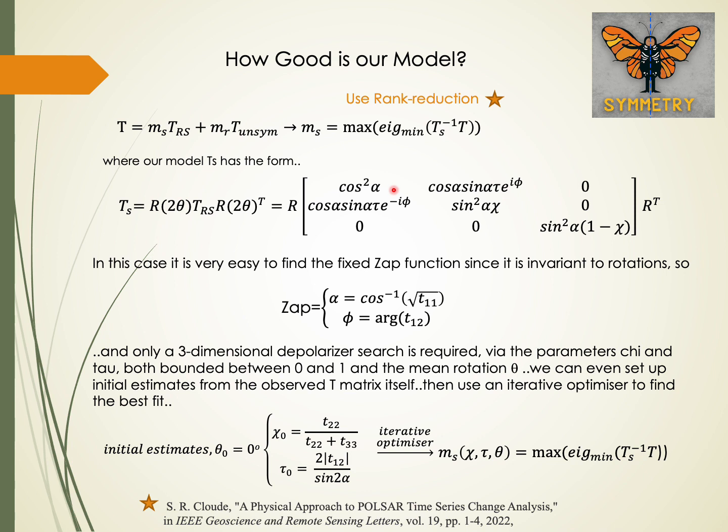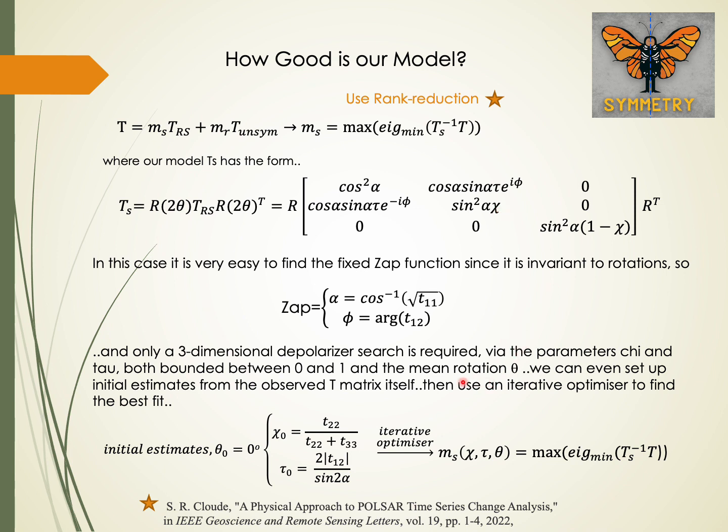Now, to help us with this multidimensional search, we can actually make some assumptions. We can find the fixed ZAP function because it is invariant to rotation, so there will be no rotation effect on alpha, which we can just get from the cosine of the square root of the first element here, and phi, which is the phase of this second element, the T12 element. So we can fix those. We don't need to search for them. That is essentially our ZAP function. Nice and easy. But then we need to find the tau and chi parameters in amongst the rest of the matrix. And to do that, we need a 3-dimensional depolarizer search with theta, tau, and chi.